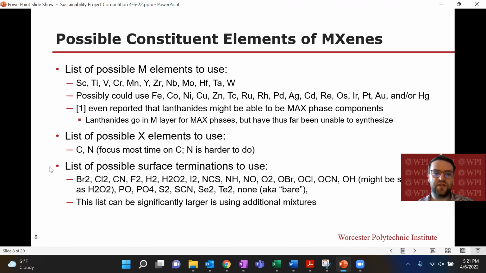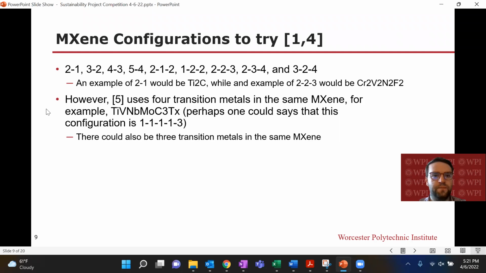For surface terminations, there's a large list here, Br2, Cl2, etc. But this list can be significantly larger if using additional mixtures, especially mixtures including oxygen or halogens.